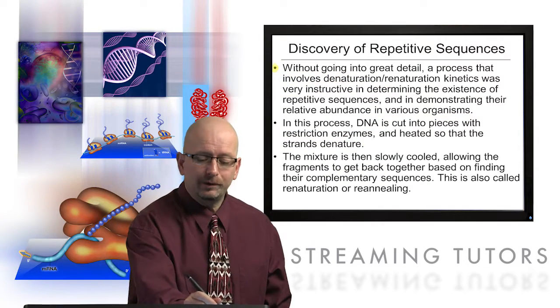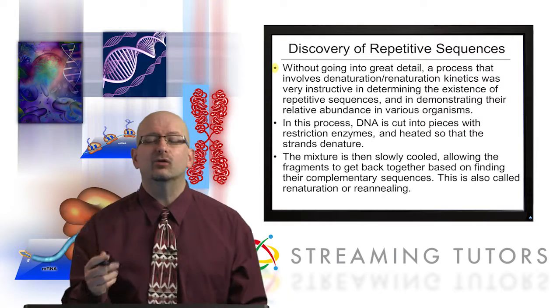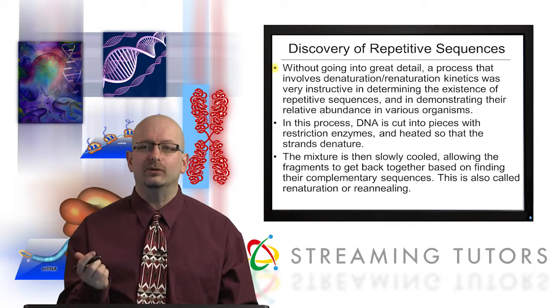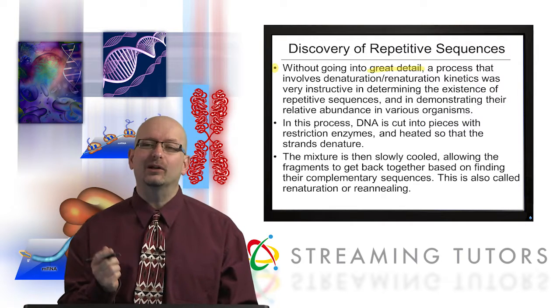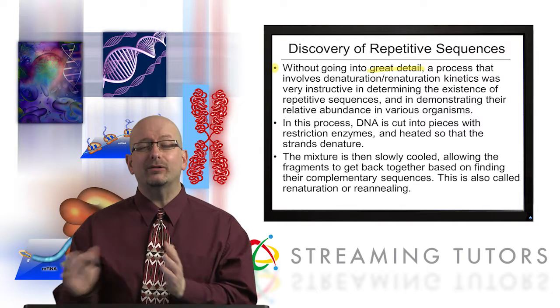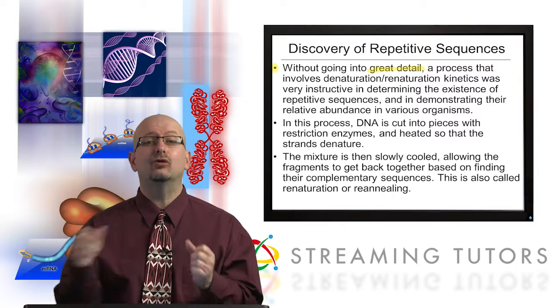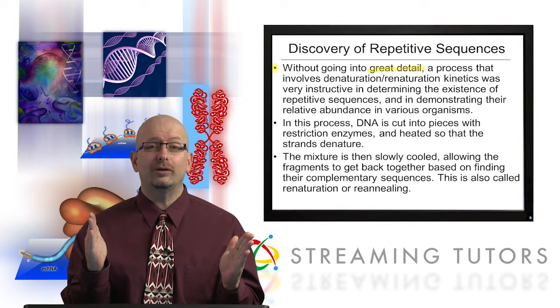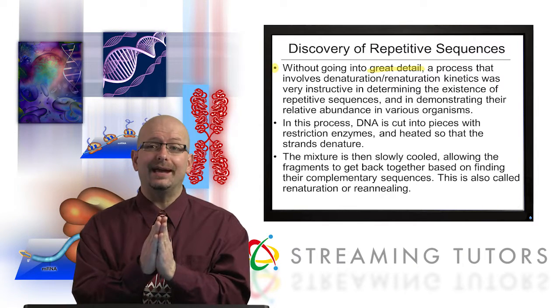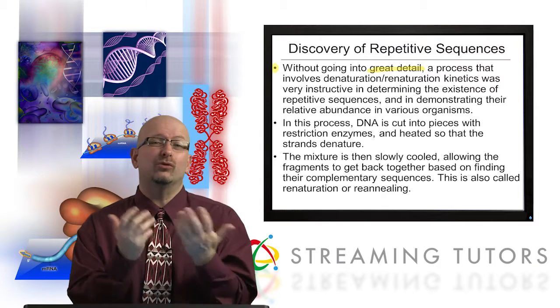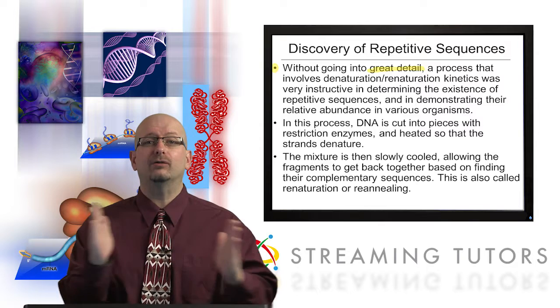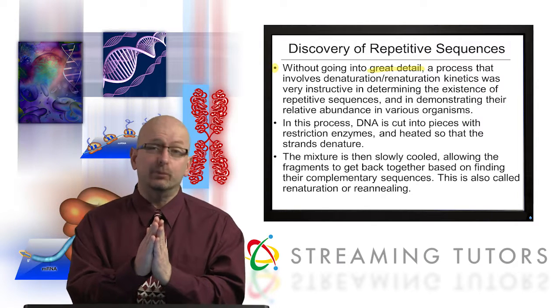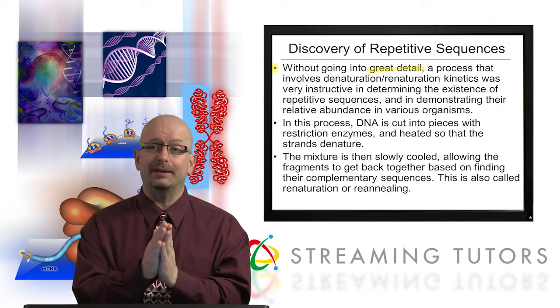Now, we want to get a little bit of experimental information in here. So how did they even discover repetitive sequences? And we can't go into great detail about this because it would take quite a long time. But there's a process, I think you'll get the idea, that involves denaturation and renaturation of DNA, and the kinetics of that, which is just a fancy way of saying the time frame of how long it takes for denaturation and, in particular, renaturation to take place.